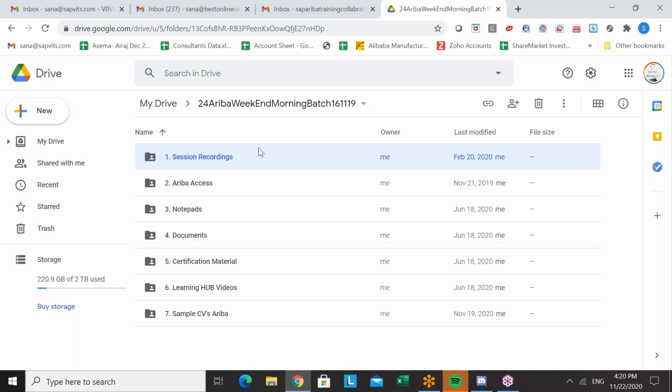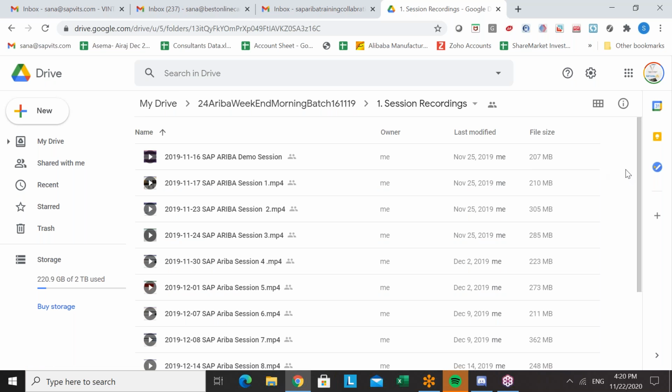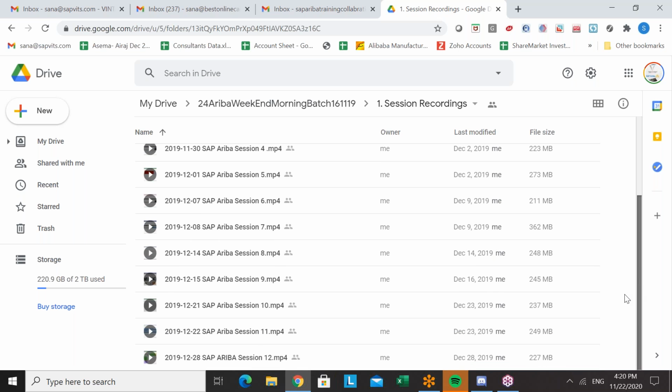So first things first. The first folder which we will be sharing with all of you is the session recording. Sana, can you just click on the session recording folder? So yes, you can see all these session recordings. For every session, we will keep it over here. Generally, this takes 1 or 2 days to upload, so even today's session will be uploaded on Monday or Tuesday. Why? Because the recordings are in a raw format, and they need to be converted into MP4 and then uploaded.